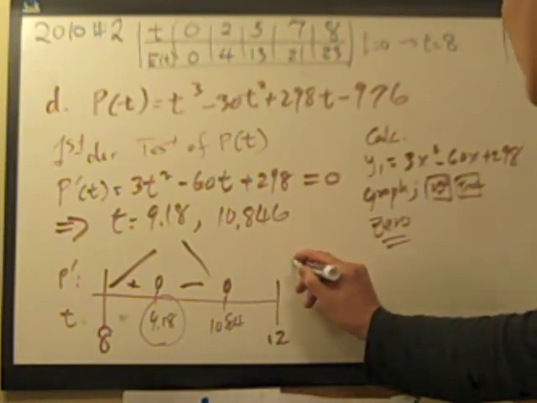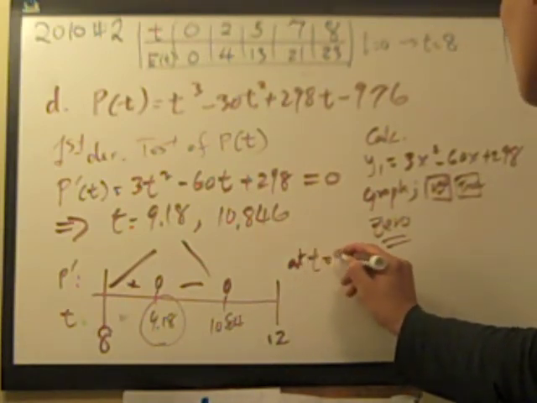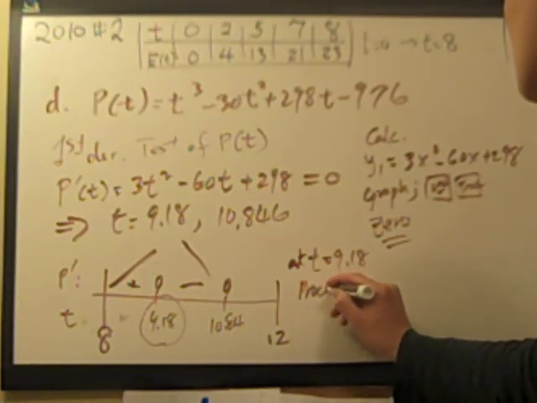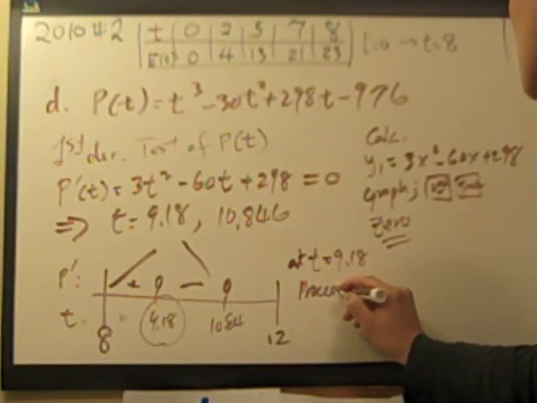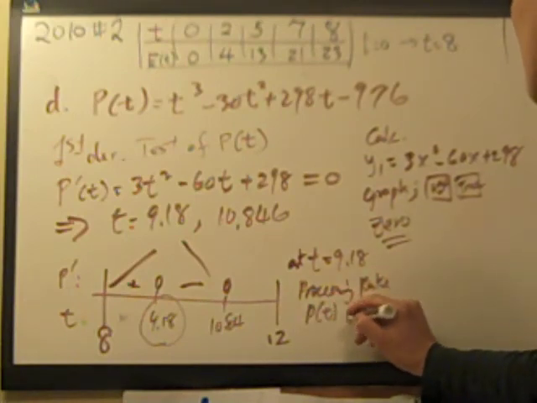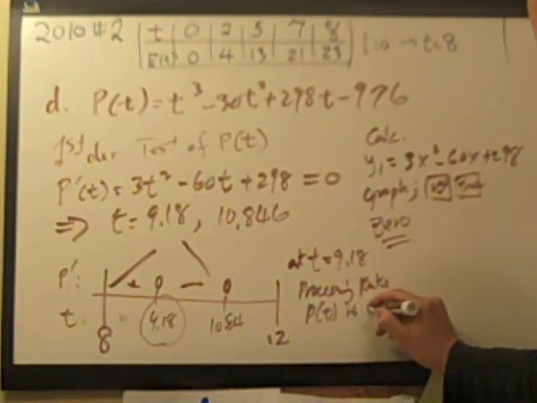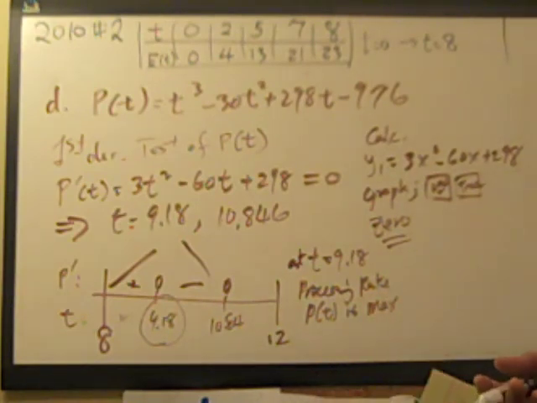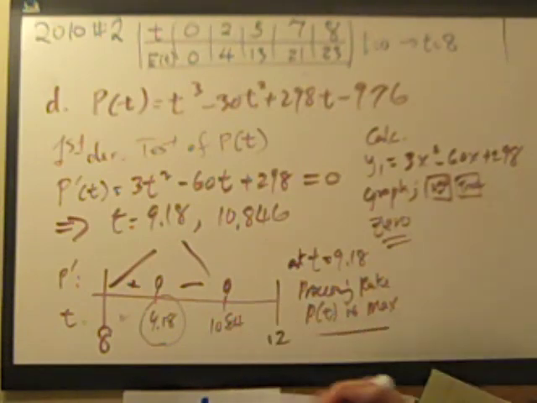So you can go ahead and say at t equals 9.18, the processing rate P of t is max, or the entries are being processed most quickly. Okay?